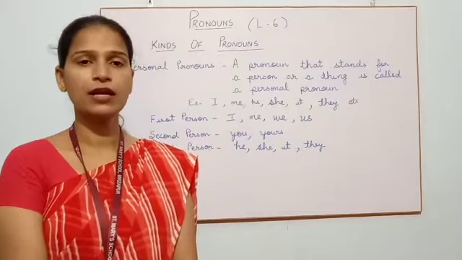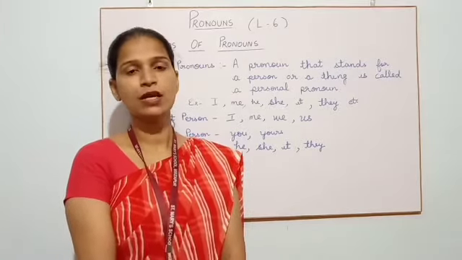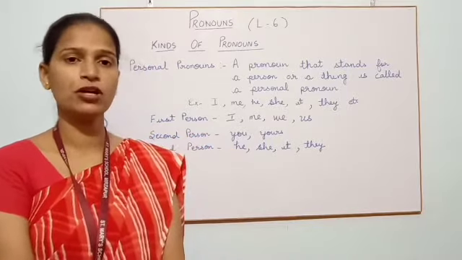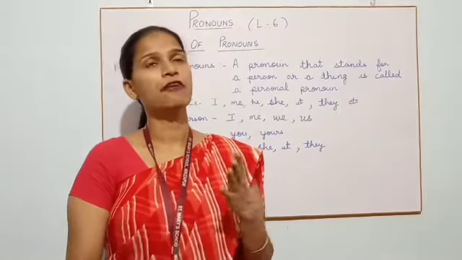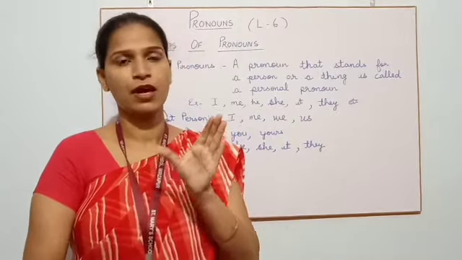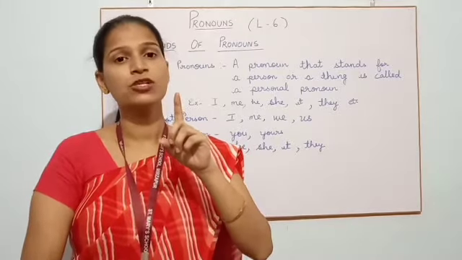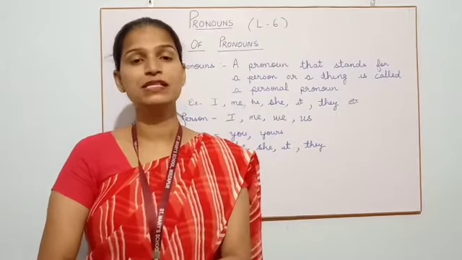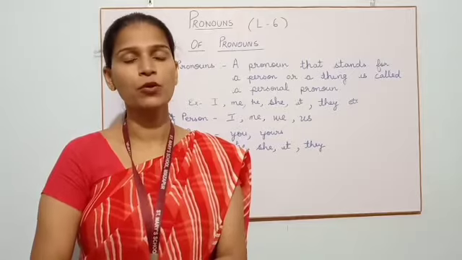Children, we know that nouns can be singular or plural. Singular when we are talking about one, plural when we are talking about more than one. So, if I say dog, we are talking about one dog. So this is your singular. When I say dogs, it means I'm talking about more than one dog. So this is your plural.